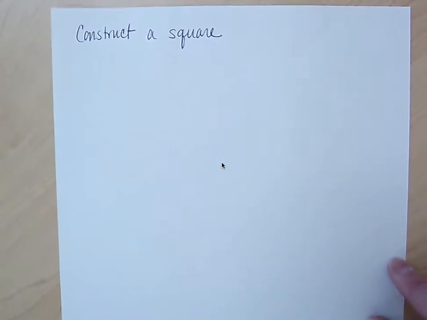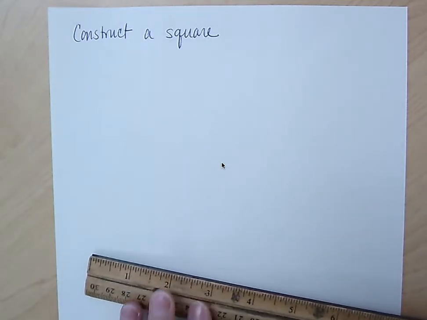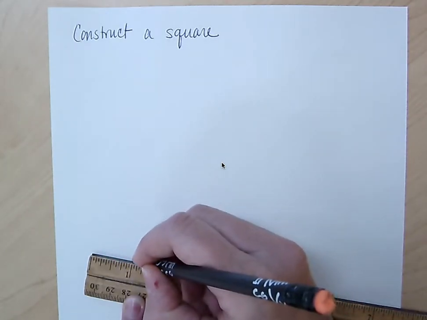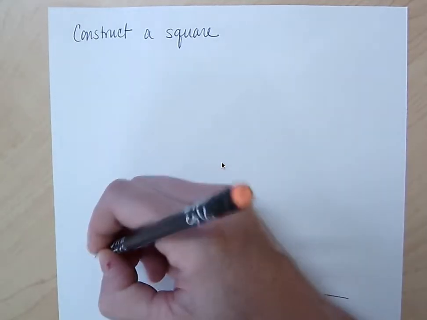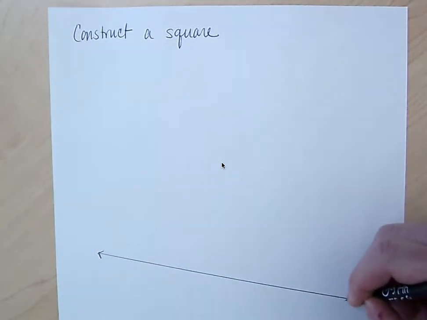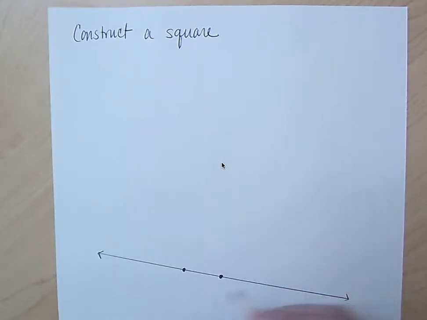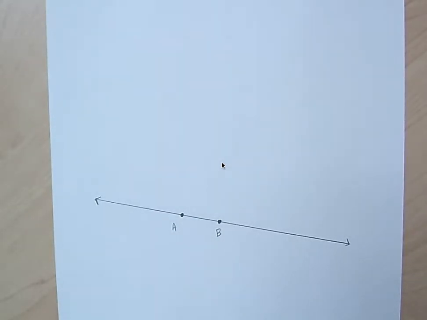In this video, we are going to construct a square. Now, if that's all the information that we've been given, then we get to pick and choose what we're doing and how we're doing it. So I'm going to make a line, and on this line, create a segment using 2 points, and I'll call those A and B. And this segment AB is going to be one side of the square.